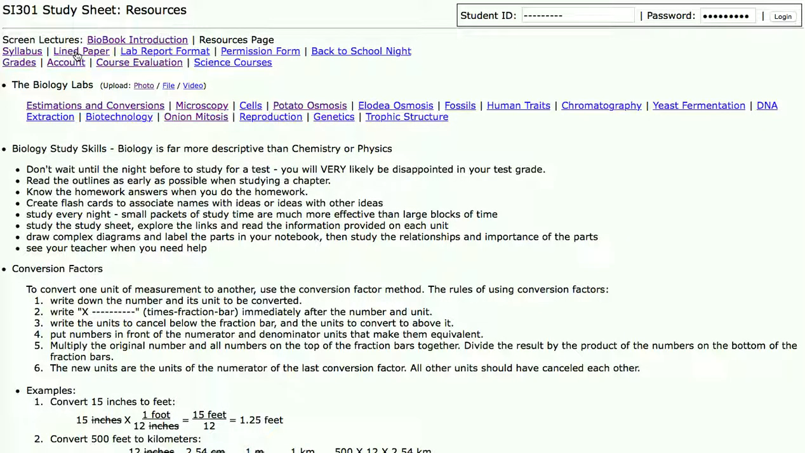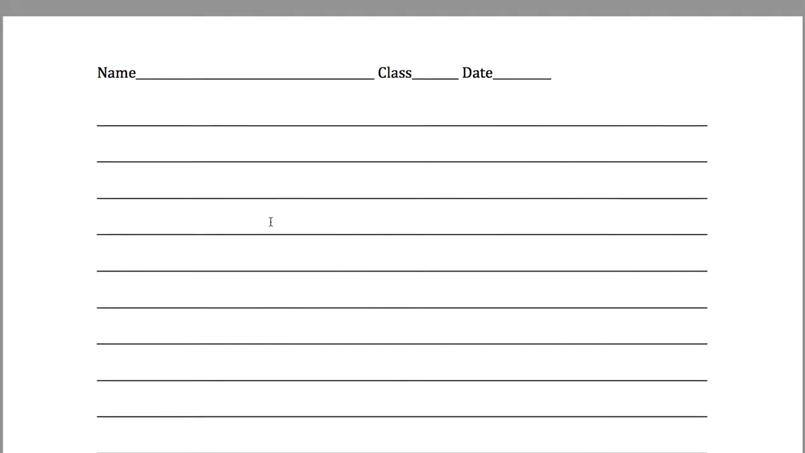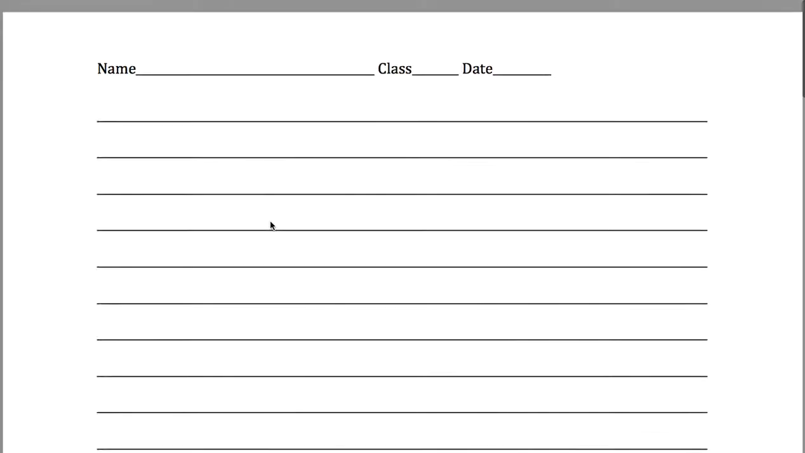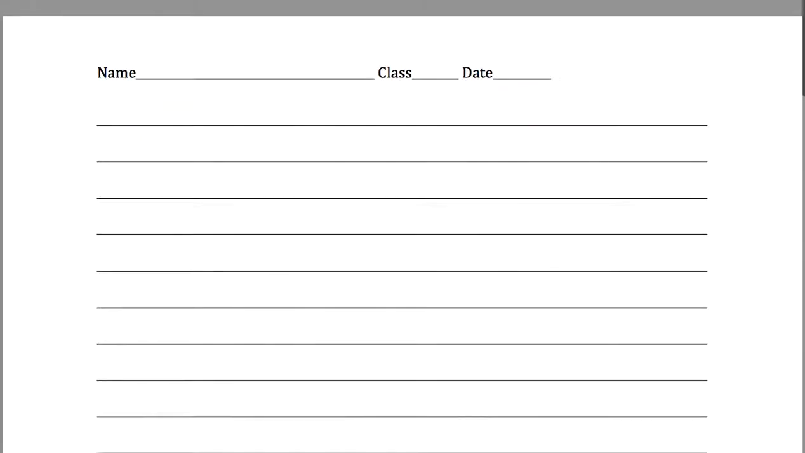In addition, for lined paper, there's a link. If you just need lined paper, I print these a lot of times for tests. If you just want some lined paper, print this double-sided, you've got it, and it's got a page number at the bottom, 1 and 2.